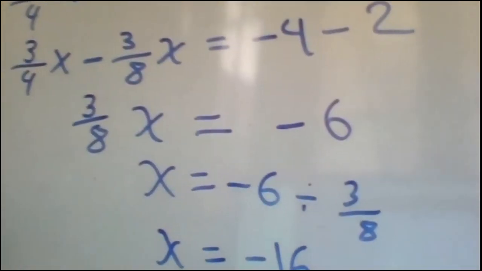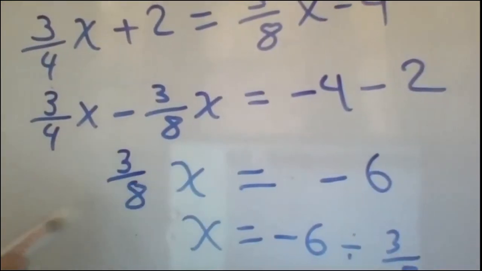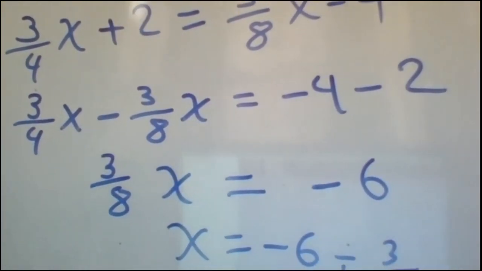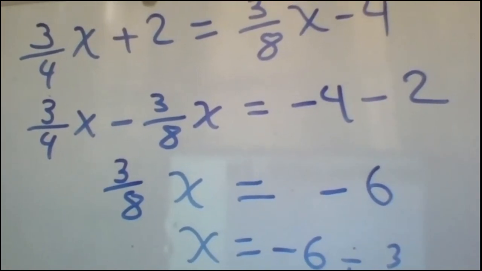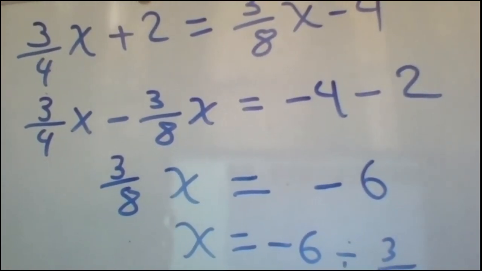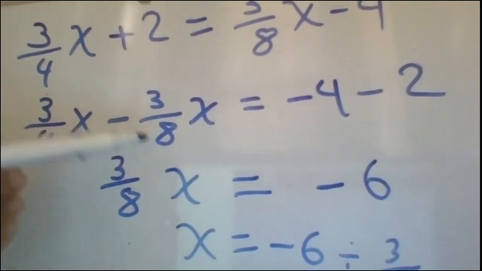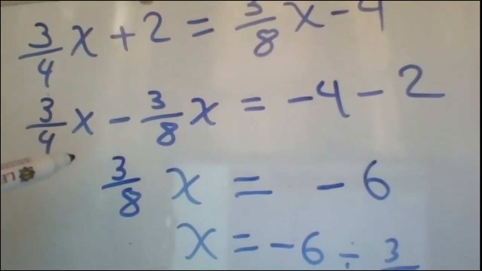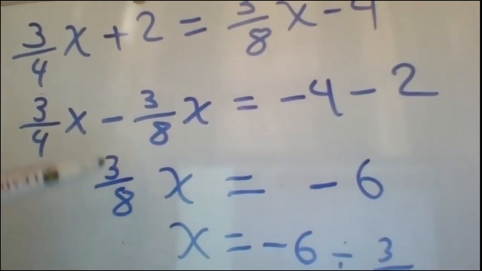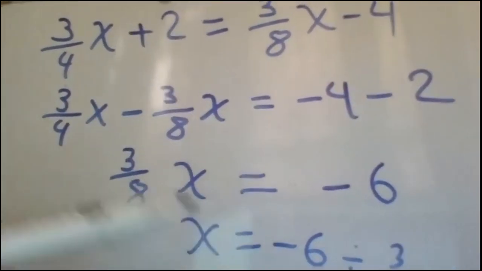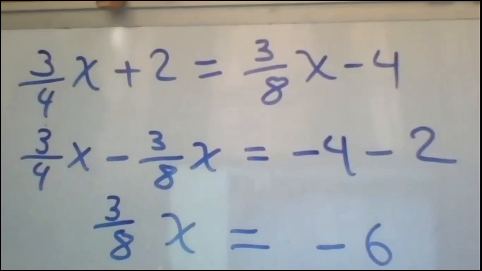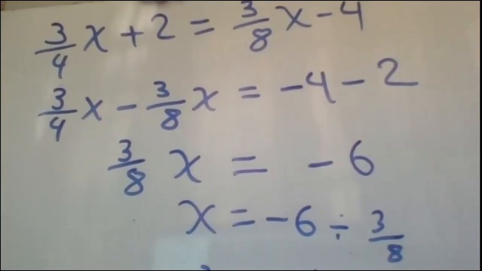Or we can multiply by the reciprocal for both sides. What is the reciprocal, the multiplicative inverse, of 3/8? It will be 8/3, right? Then x will also be equal to negative 16. So as I said, different ways give us the same answer by the end. Okay, any questions so far about this?